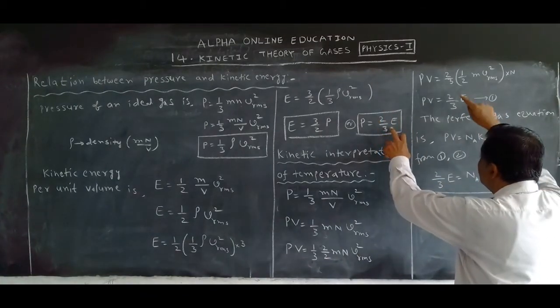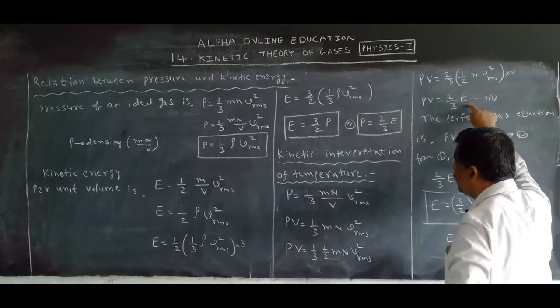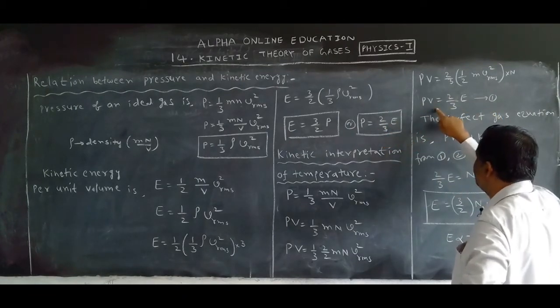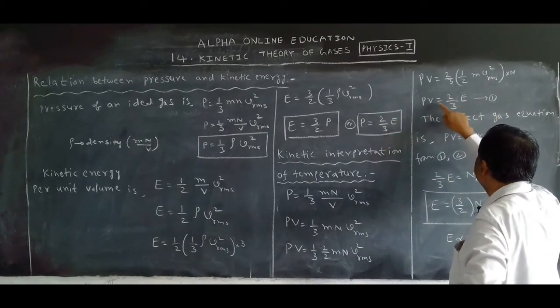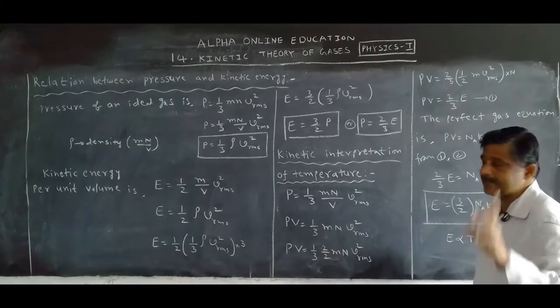But here what happened? It is per unit volume. Volume is how much? Here 1. But here I have not mentioned the volume is 1. Here volume is 1, but here volume is not 1. That's why what is the equation? PV is equal to 2 by 3 E. What is the E? Kinetic energy.